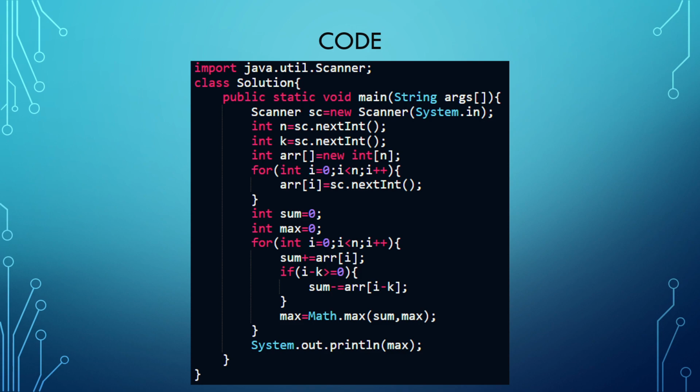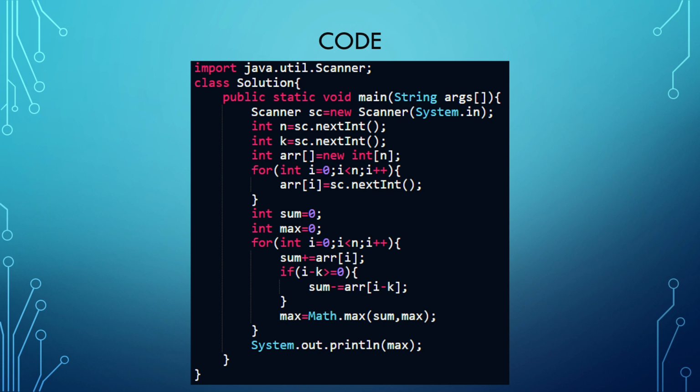And now check if it has exceeded the window size. If i minus k is greater than or equal to 0, it means that the window size is greater than k. So the window size shouldn't be greater than k, right? So in that case, what do we do? We'll be removing the oldest value from the window. The oldest value from the window here will be at the i minus kth index. So hence we'll be removing the i minus kth index value in the array from the sum.